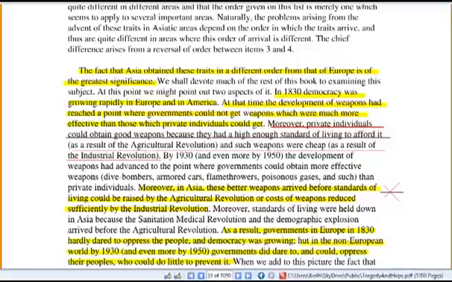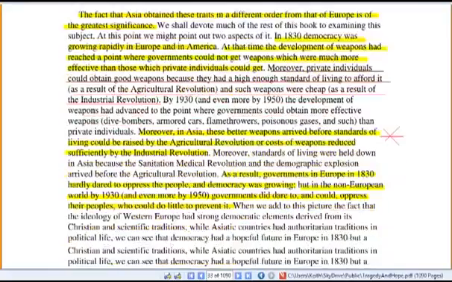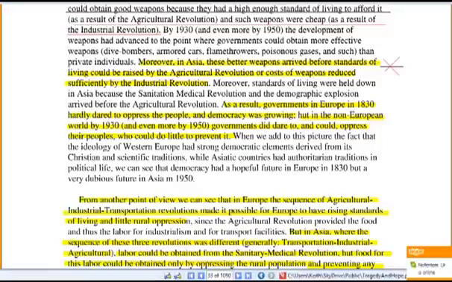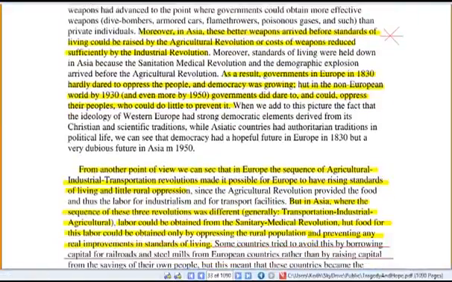Moreover, in Asia, these better weapons arrived before standards of living could be raised by the agricultural revolution or costs of weapons reduced sufficiently by the industrial revolution. Moreover, standards of living were held down in Asia because the sanitation medical revolution and the demographic explosion arrived before the agricultural revolution. As a result, governments in Europe in 1830 hardly dared to oppress the people, and democracy was growing, but in the non-European world by 1930, and even more by 1950, governments did dare to, and could, oppress their peoples, who could do little to prevent it.